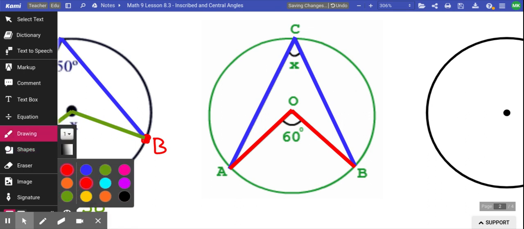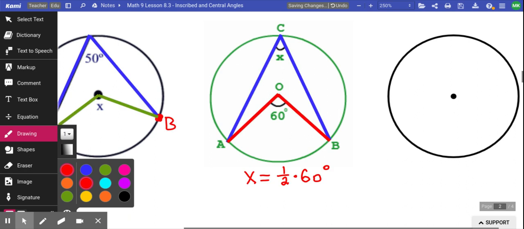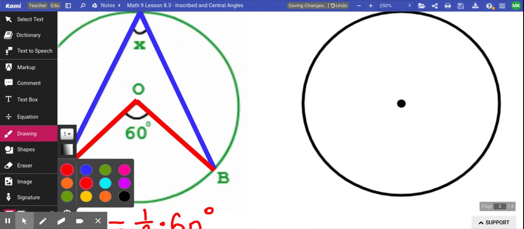If I wanted to figure out what X was, in this case, it would be half of the central angle. Half being the opposite of twice, right? That's how I could, instead of doubling it, I could half it to go the other direction. That means X would be 30 degrees in this case. Perfect.